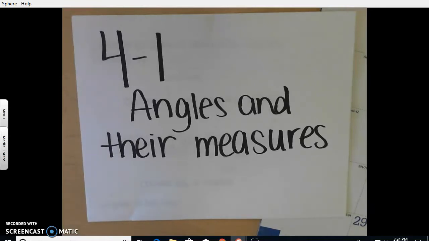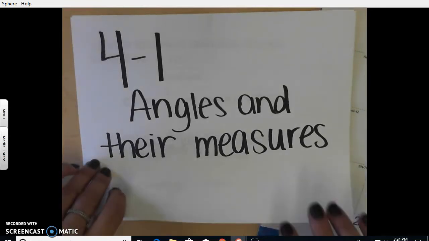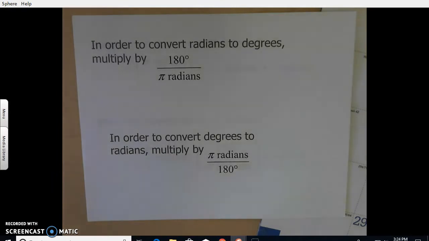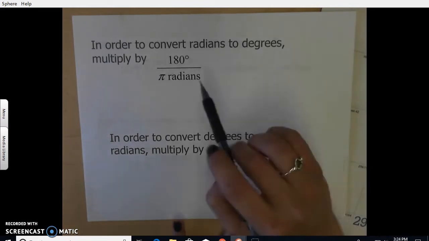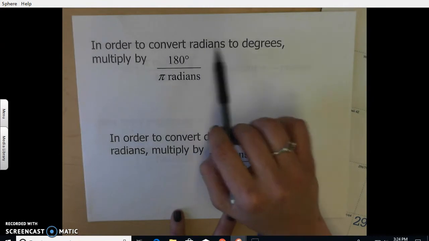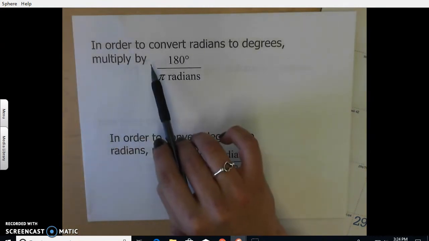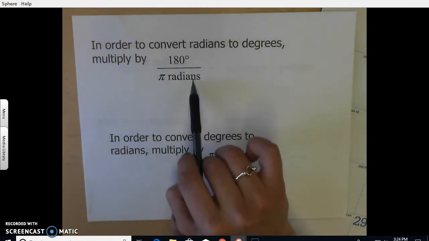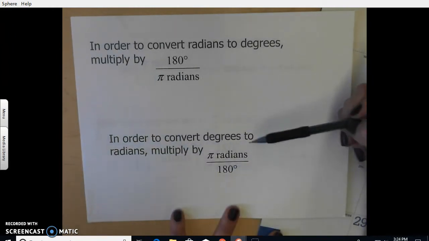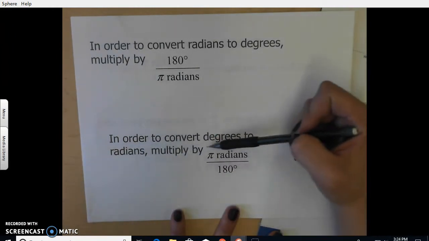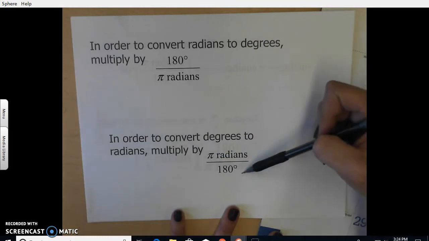Hey guys, today we're going to do angles and their measures. So first, in order to convert from radians and degrees, let's talk about what a radian is and what a degree is. They are both units of measure of how we can describe an angle. So in order to convert from radians to degrees, we are going to multiply by 180 over pi radians. And in order to convert from degrees to radians, we're going to multiply by pi over 180.